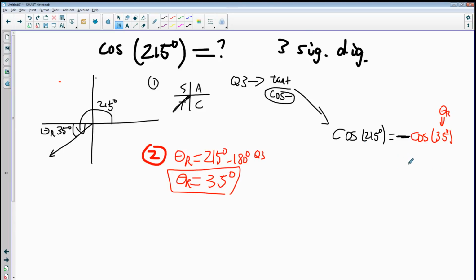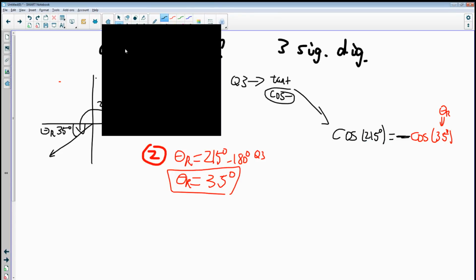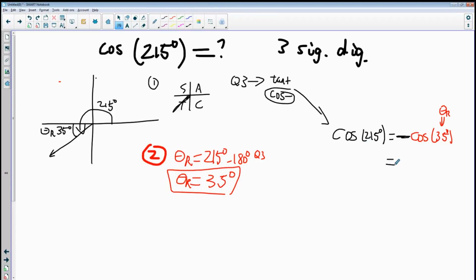Then we just need to type it into our calculator. Once you type it into your calculator, I'm going to do that quickly. Make sure your calculator is in degree mode. So cosine of 35 is 0.819 something. So it's negative, approximately 0.819. So that's the cosine of 215 degrees.